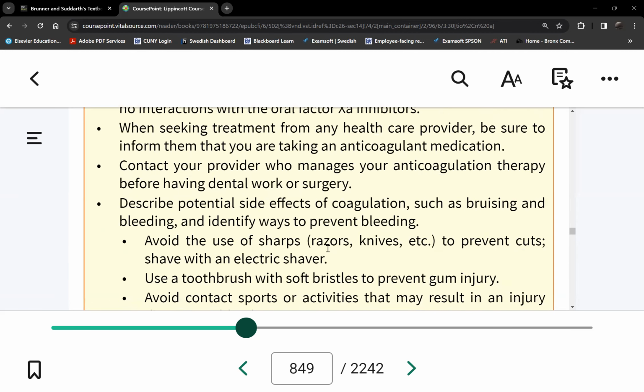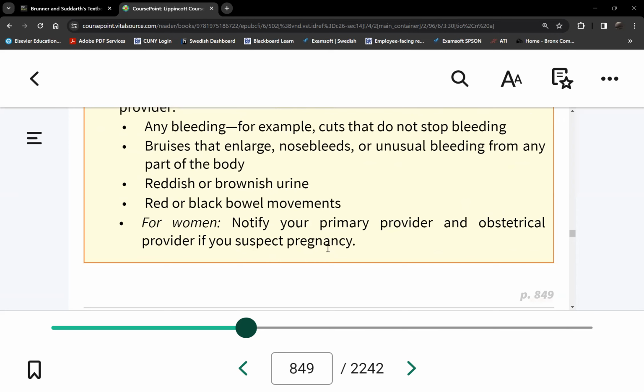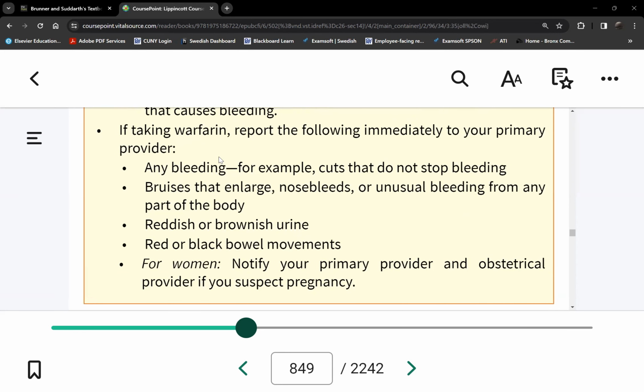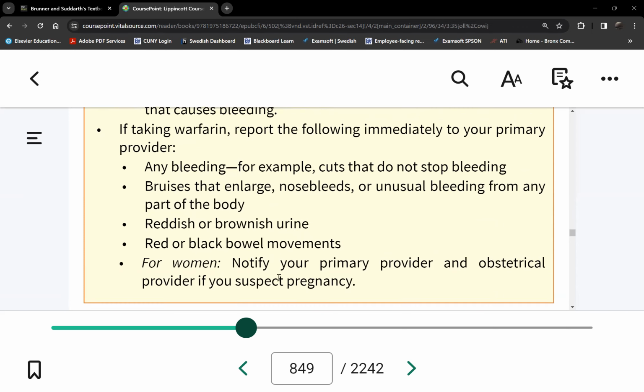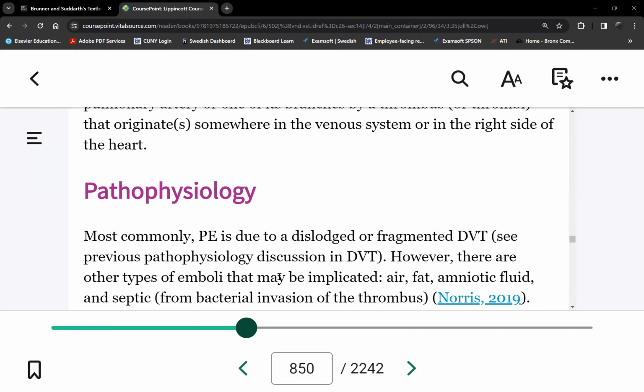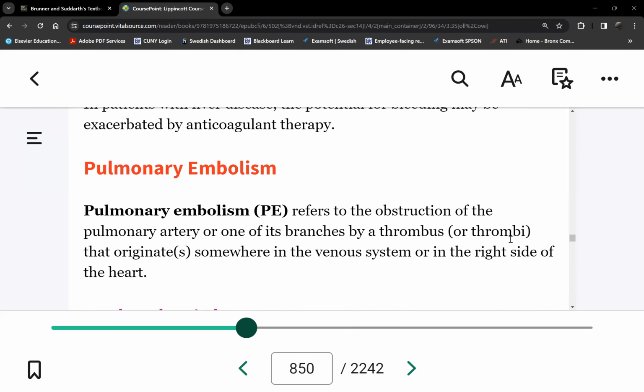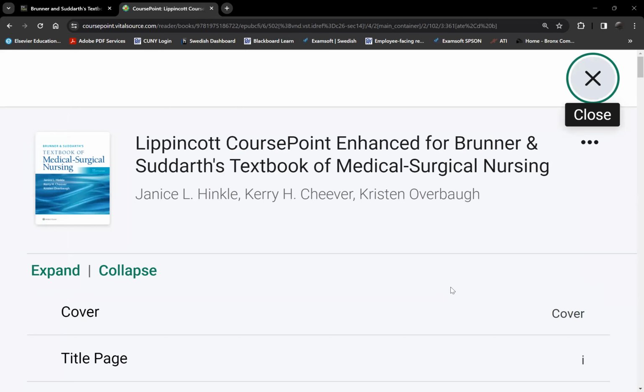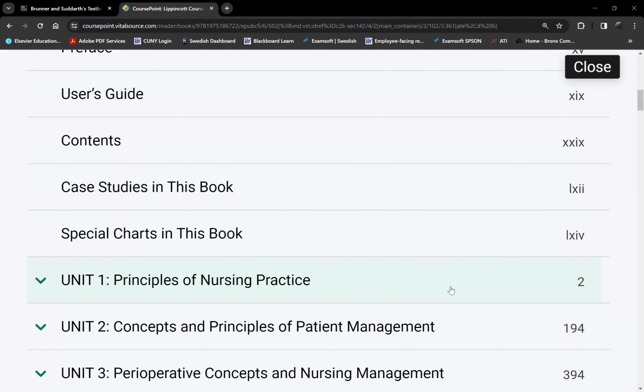So read the rest of these. I won't read them for you, especially the evidence or signs and symptoms of bleeding. They need to know that. Okay, so any question about PE? Okay, let's go to the last two.